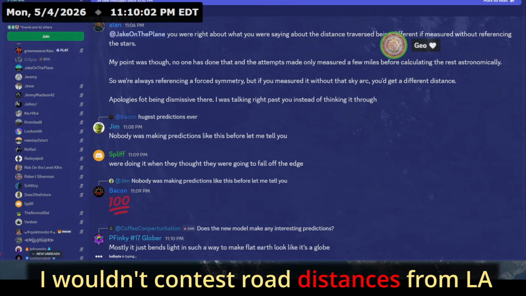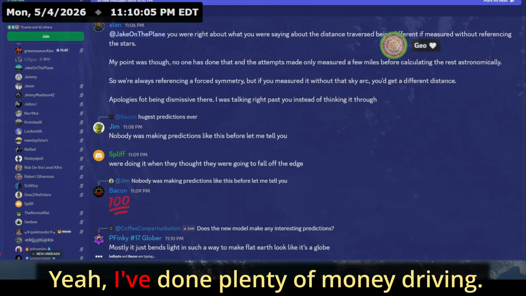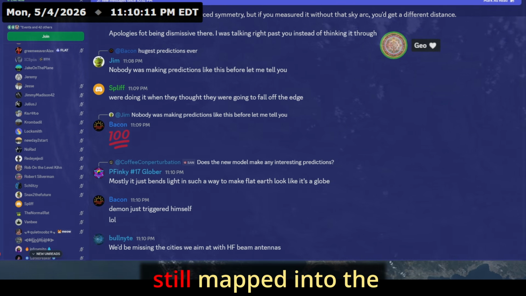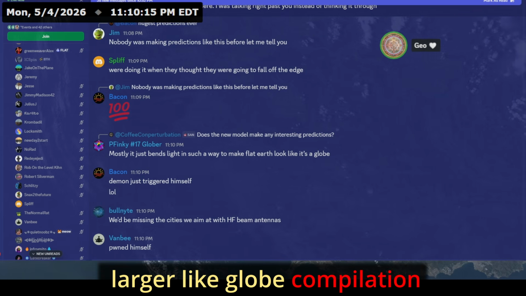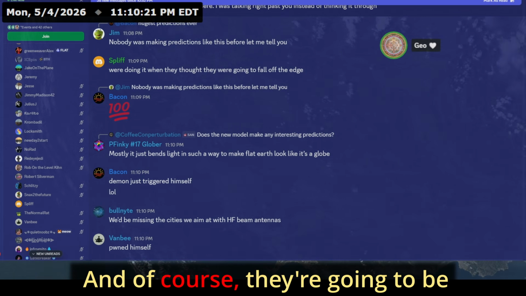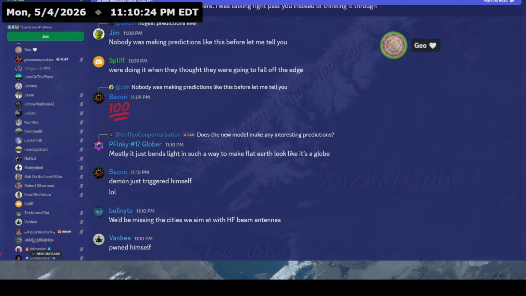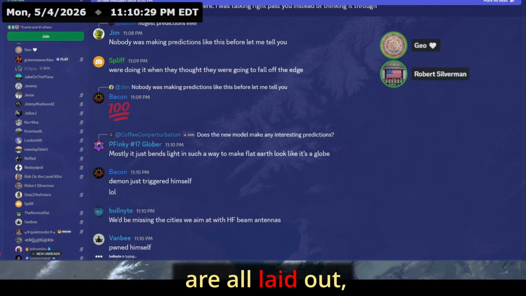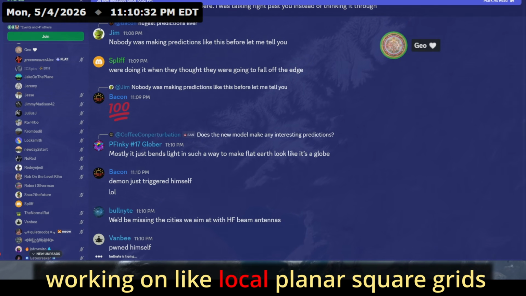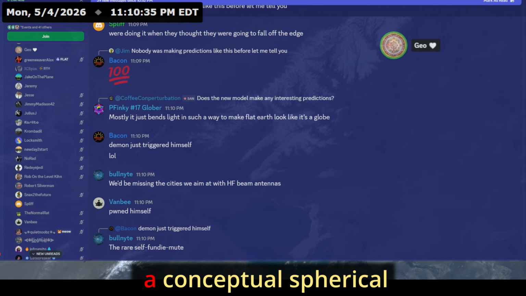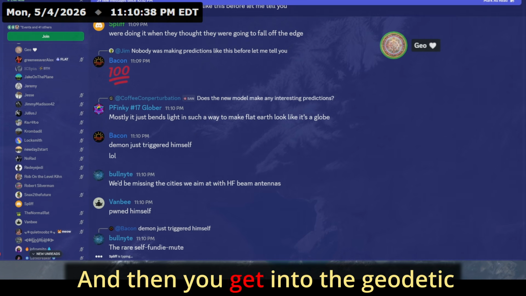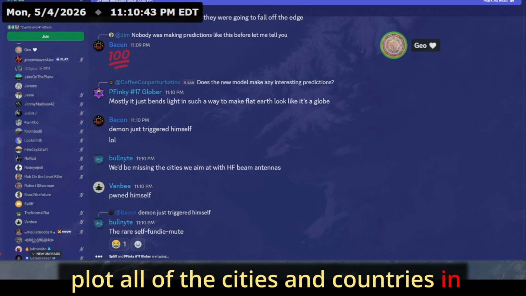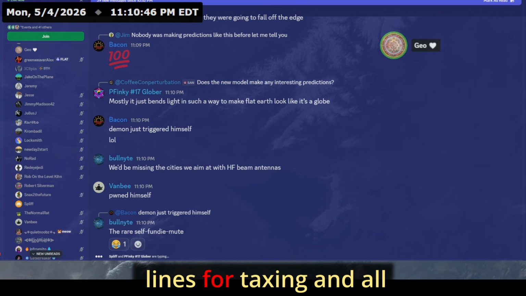I wouldn't contest road distances from LA to San Francisco or something. I've done plenty of driving. You can use your odometer in your car, but those can all be planar grids and still mapped into the larger globe compilation when you do longer distances. And of course, they're going to be accurate within cities and populated areas. The anomalies would probably be out in the oceans, and in how the continents are all laid out. Because you can have the GPS working on local planar square grids and then put it into a conceptual spherical system, and then you get into geodetic surveying and how they plot all of the cities and countries in terms of property lines for taxing and all that.